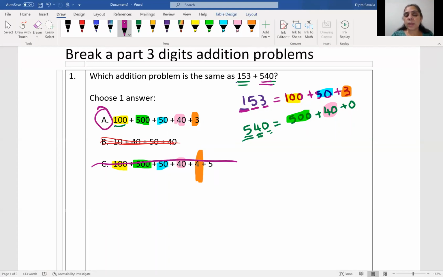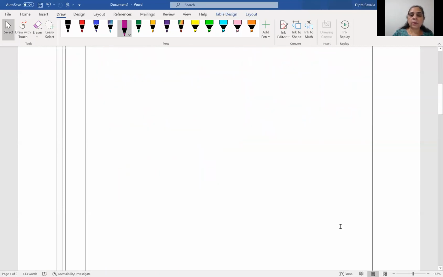And also you can make sure: we have 3 ones and we have 0 ones. You don't need to add 0 ones. It doesn't make any difference because 0 has no value, right? If you add 0 to any number, it will not change anything. So here your answer is A. Let's see the second one.